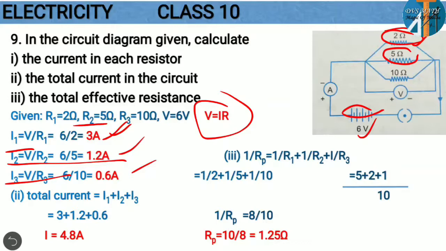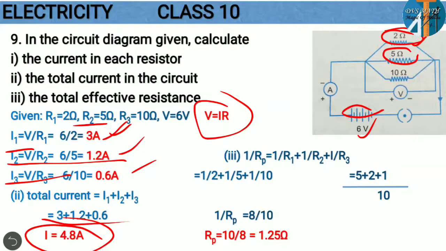What about the total current? Just add all the currents in all the resistors. If you add all these, you will get I is 3 plus 1.2 plus 0.6. Finally you will get I is equal to 4.8 ampere. Clear?